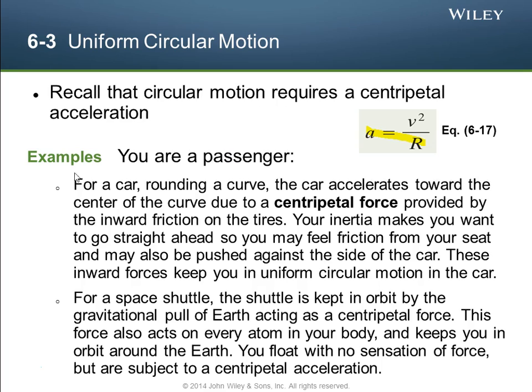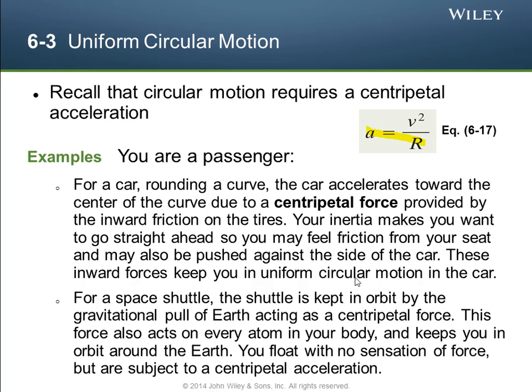And so let's think about these examples here. If you are a passenger in a car rounding a curve, let's say it's curving to the left, the car accelerates towards the center of the curve due to the centripetal force provided by the inward friction on the tires. However, your inertia makes you want to go straight ahead, so you feel friction from your seat, and you may also be pushed against the side of your car, and you feel like there's this force pushing you outward, even though these forces are pushing you inward that keep you in this uniform circular motion.